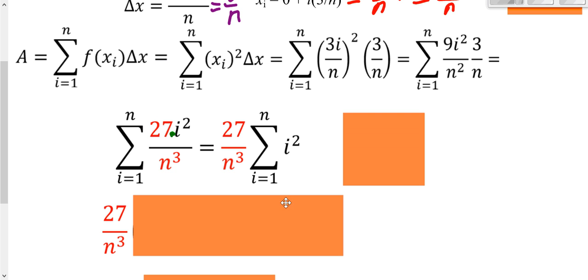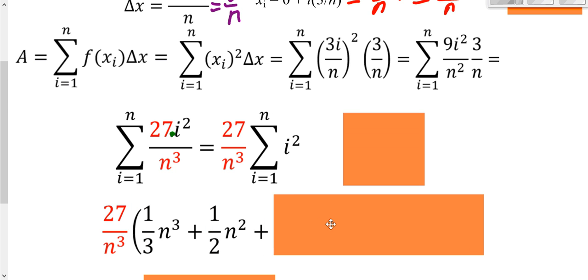Now, remember, we have a formula for the sum of i squared. We had two options. One, where it was one big fraction, if we knew the value of n. And then we had another option, which was separate fractions if we didn't know the value of n. And we don't know the value of n, so we're using the second fraction. So sum of i squared from our formulas would be this.